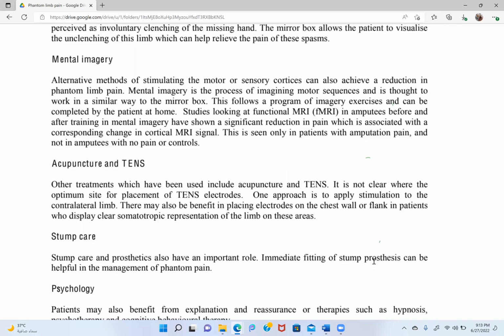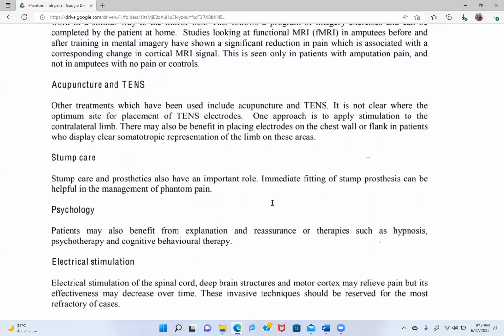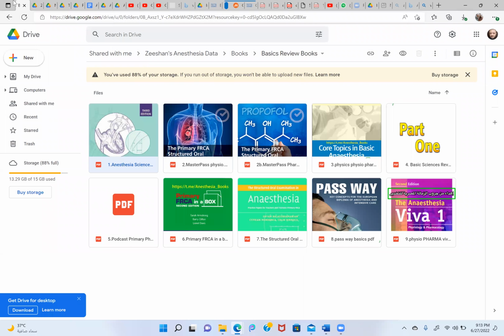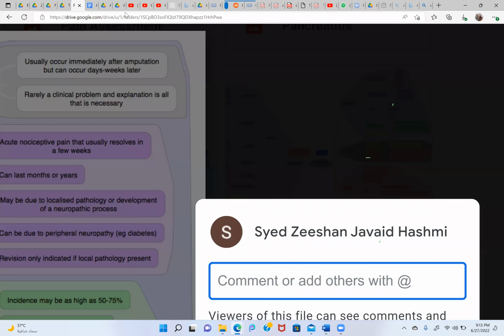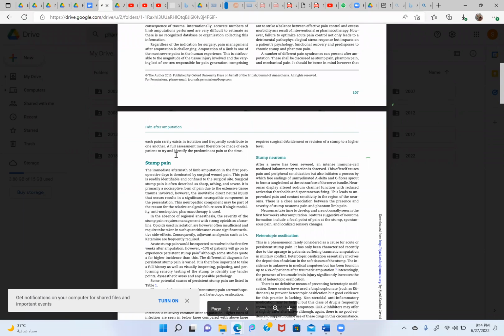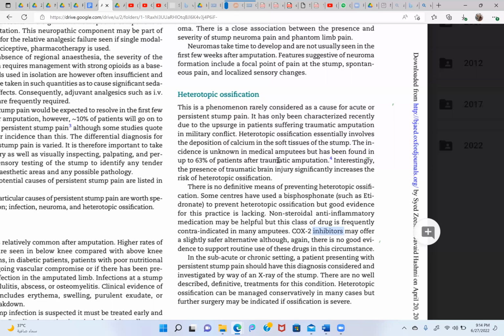Like they have written here, immediate fitting of stump prostheses can be helpful in the management of phantom pain. Okay, psychological, antidepressants, electrical therapies. There are so many things which you will find in different articles. Yes, let me show you, because I had a look in the morning. Okay, that one was a slightly older one. This is what I found, something new, which was new for me as well, that there is ossification in the stump area by the deposition of calcium. This is also resulting in exaggeration of pain, and if it is not inhibited, then they may need to remove this ossification. I have never read it before.